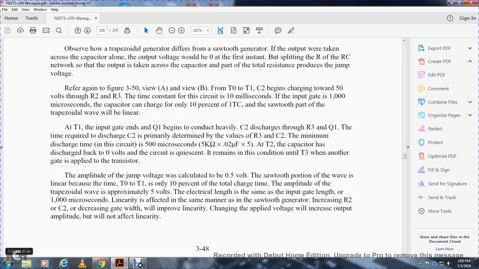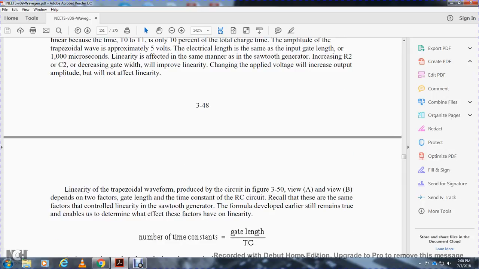Increase resistor 2 or capacitor 2. Increasing the gate width will improve the linearity, but changing the applied voltage will only increase the output amplitude and will not affect linearity. Linearity of the trapezoidal waveform produced with the circuit is shown in figure 350, view A and view B, but it depends on two factors: the gate length and the time constant of the RC circuit. Recall these are the same factors that control linearity of the sawtooth generator.